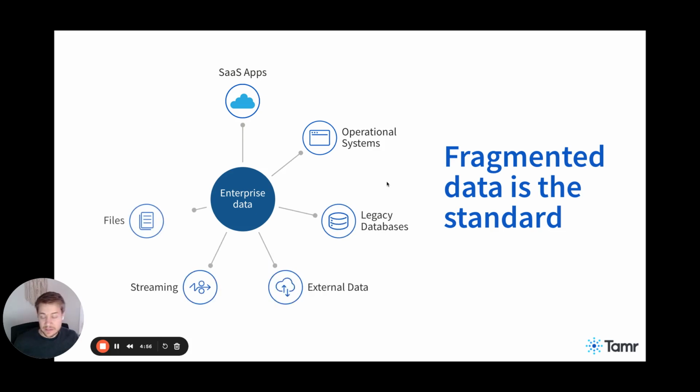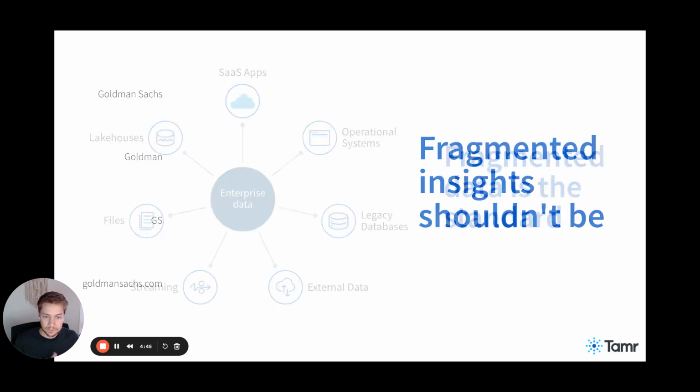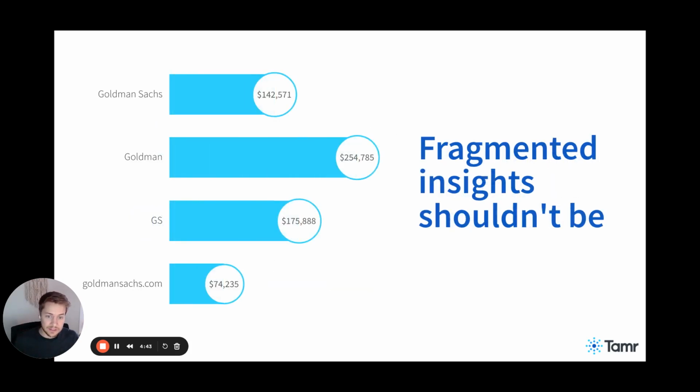It's a fact of life that data is fragmented. Whether you work in a large organization or a small one, the reality is if you're doing anything with data, you're working across many different data silos, both internally and externally. The problem that this causes is that your insights can also become fragmented. You have data that doesn't tie together nicely, doesn't play well with one another, and your insights suffer as a result. But this doesn't need to be the case.